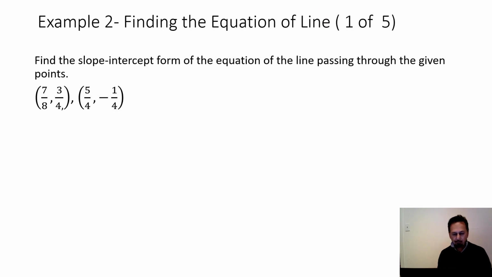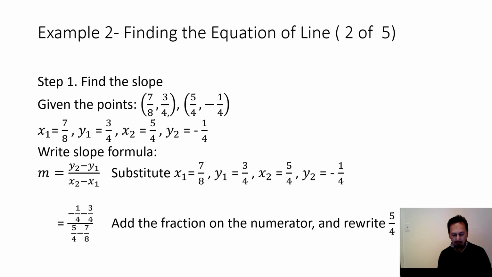Now example 2, finding the equation of a line. Find the slope intercept form of the equation of the line passing through these 2 points: (7/8, 3/4) and (5/4, -1/4). Okay, step 1, let's find the slope of the line passing through these 2 points. So x1 is 7/8, y1 is 3/4, x2 is 5/4, and y2 is -1/4.